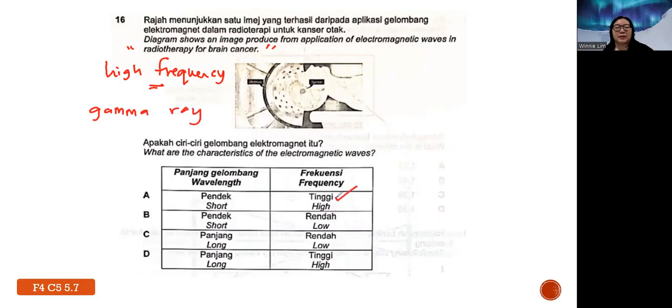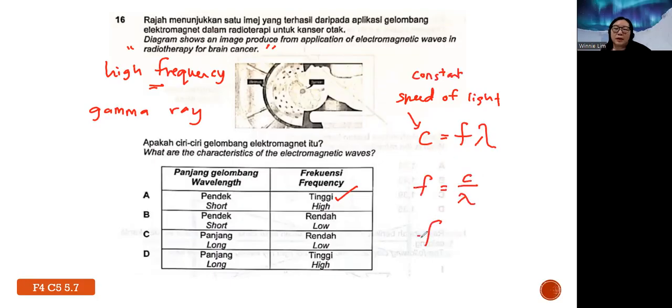If the frequency is higher, the relationship between frequency and wavelength is inversely proportional, based on the equation speed equals to f lambda, where speed c is the speed of light lah, because all the EM waves have the same speed. That means this is constant. Hence you have f equals to c over lambda, and f is inversely proportional to wavelength. So when you have high frequency, then you should have what? Short wavelength.